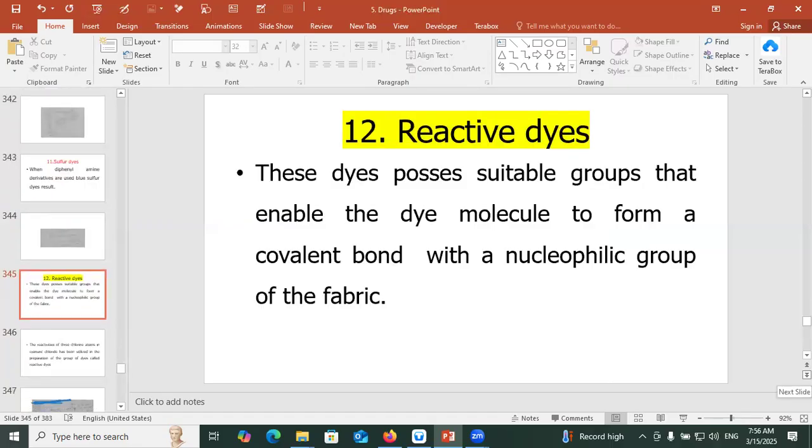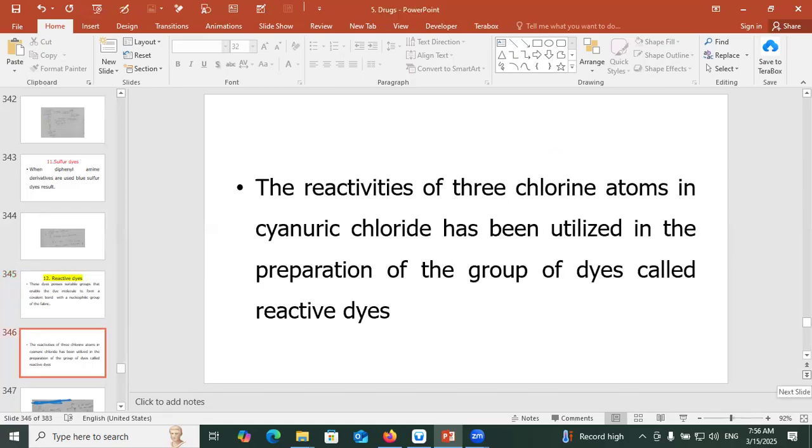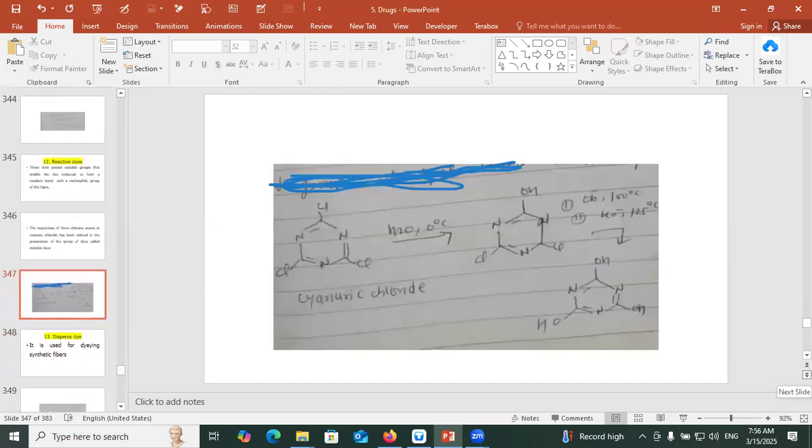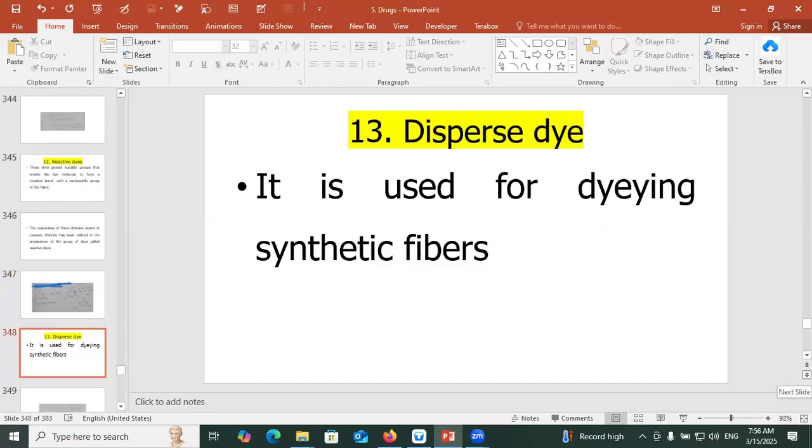Reactive dyes possess suitable groups that enable the dye molecules to form a covalent bond with a nucleophilic group of the fabric. The reactivities of the three chlorine atoms in cyanuric chloride have been utilized in the preparation of the group of dyes called reactive dyes. Disperse dyes are used for dyeing synthetic fibers.